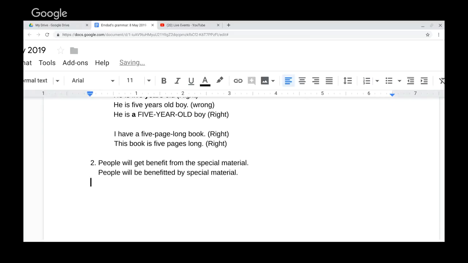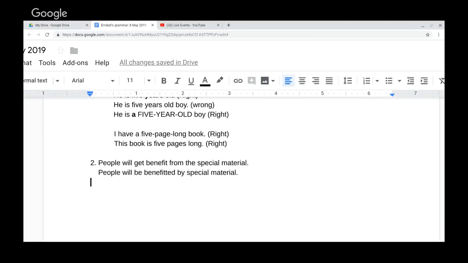Now, look at this. Benefit can be used in two ways. How many? Two ways. In this particular case, benefit has two nouns associated with it: somebody that gives the benefit, and somebody that gets the benefit, the benefit giver and the benefit receiver. So here, who is the benefit giver? Who is giving the benefit?